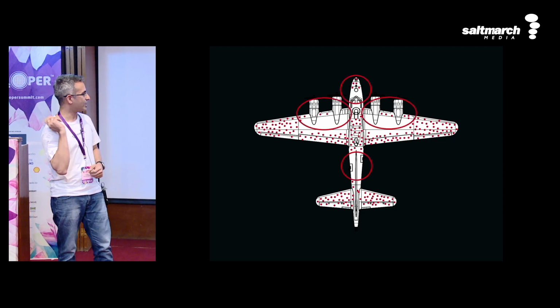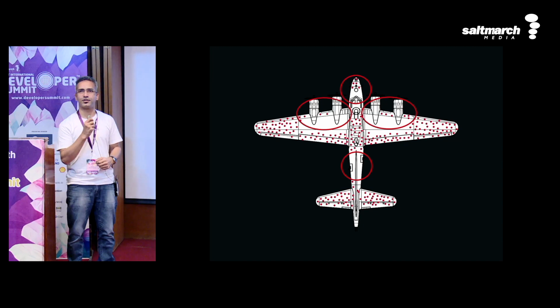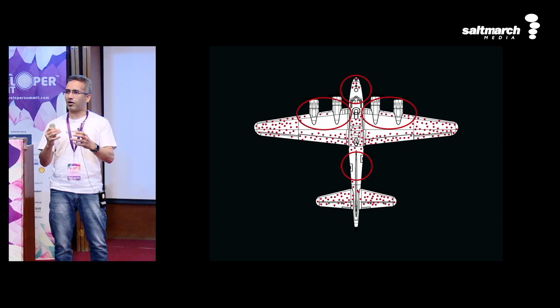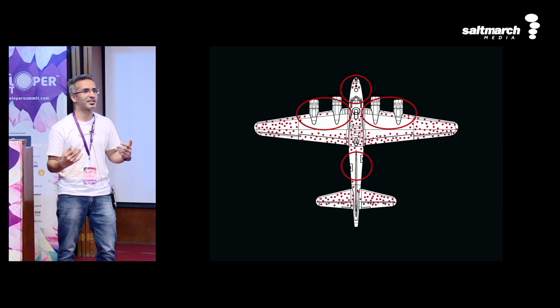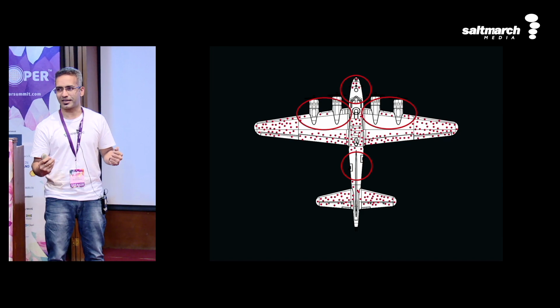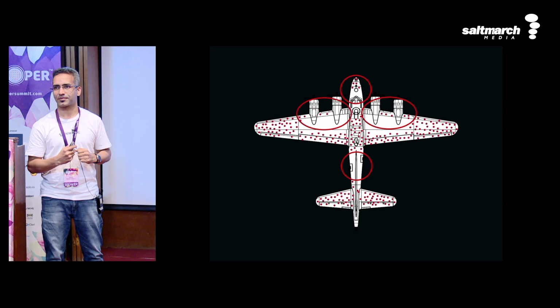He said, we should not be adding more armor at the tail, but we should be adding more armor at the nose. And the reason for that is the planes that actually got hit at the nose never returned. So basically the number of planes that are getting crashed because they got hit at the nose are more, right? So we need to add armor more at the nose side.